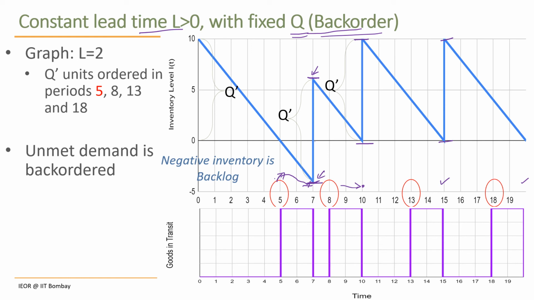Some units of this Q dash in time period 7 are used to fulfill the back ordered demand, and the rest goes into the physical inventory. This is used to fulfill backlogs, or we use the term clear backlogs, and then the remaining is put into the physical inventory. So the positive values represent the physical inventory levels.